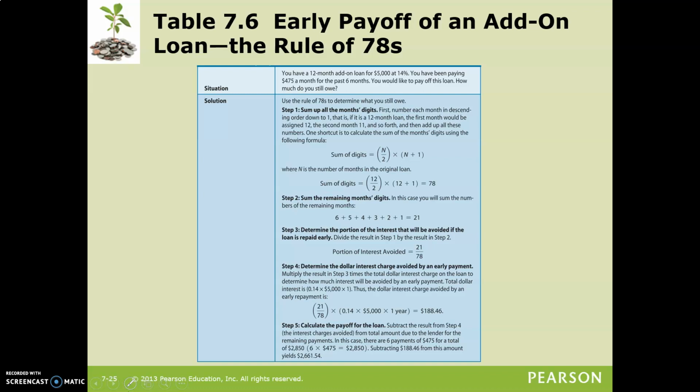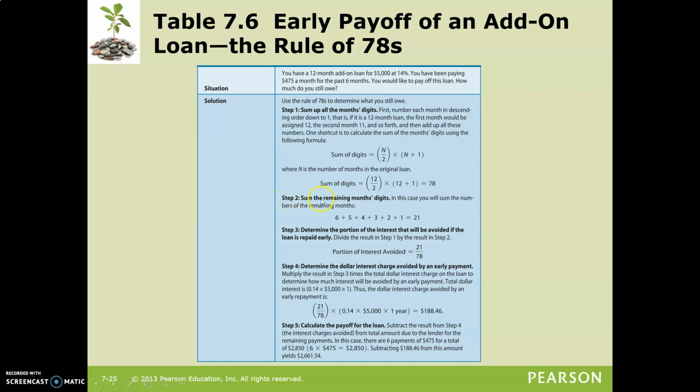Okay, using the rule of 78. How do you get the 78? It is the number of payments divided by 2, times the number of payments plus 1. So 12 months divided by 2, times 12 plus 1, gives you 78. So this is the 78 that you're going to divide by.